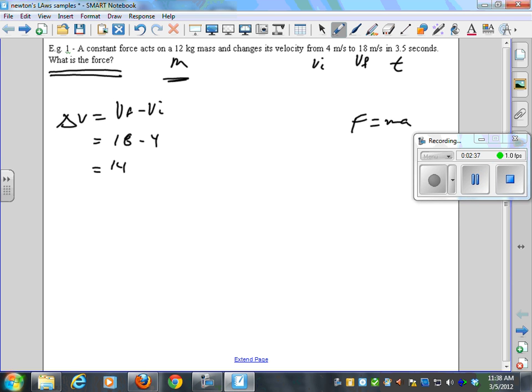Now that I have that, what can I do, Chris? Now I can find my acceleration, delta V over delta T. So that would be 14 over 3.5. Notice how my solutions go. Here's my one answer, then I move over. There's my formula, my substitution, my answer. 14 divided by 3.5? I think it's 4, is it not? Yeah, it's 4.